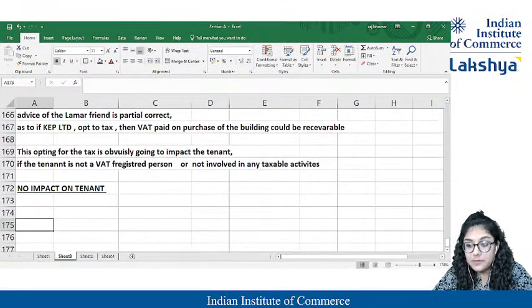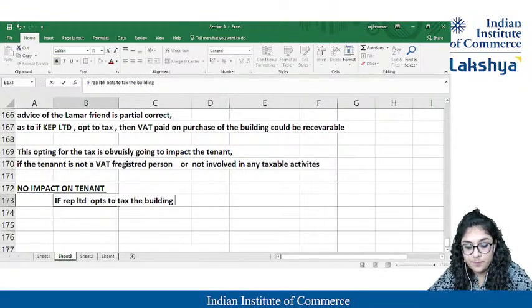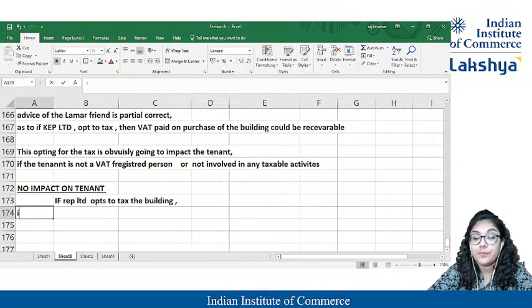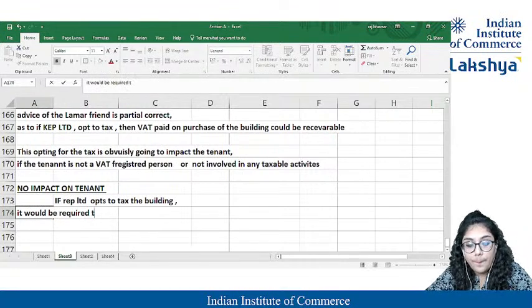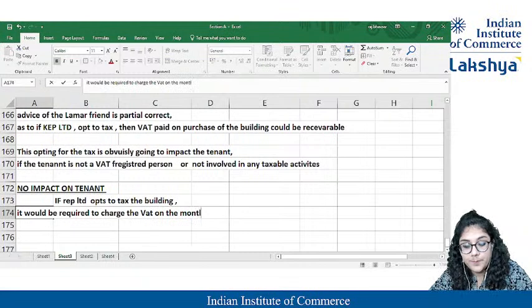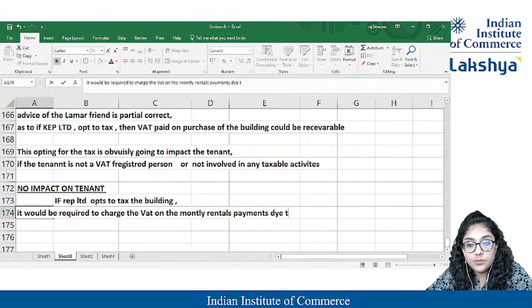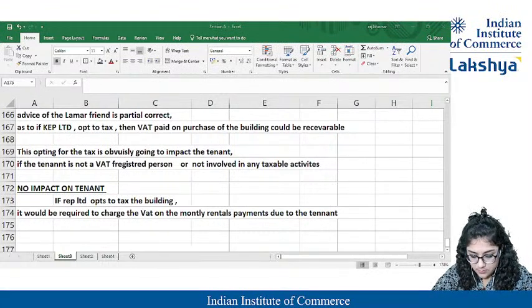Students, please take these hints. If REP Limited opts to tax the building, then what happens, guys? It would be required to charge the VAT on the monthly rental payments due from the tenant. Yeah, that is something we know, that they have to pay the taxes.